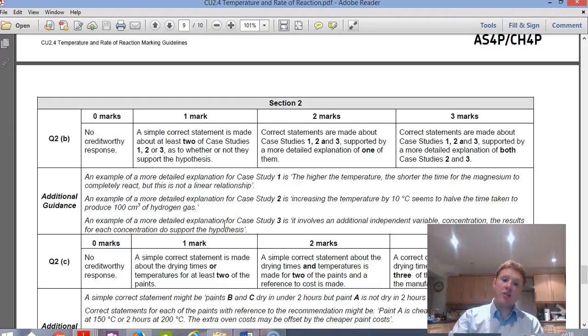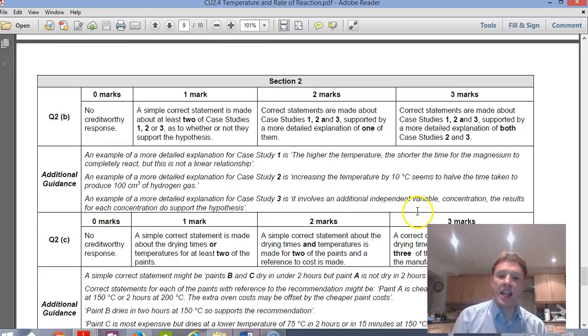Case study 2, increasing the temperature by 10 degrees seems to halve the time taken, which is something that is written in the chemistry textbook. And so you need to look for patterns. And then case study 3: if it involves an additional independent variable, you need to look at each additional independent variable and say, is it true? And in this case, it is.